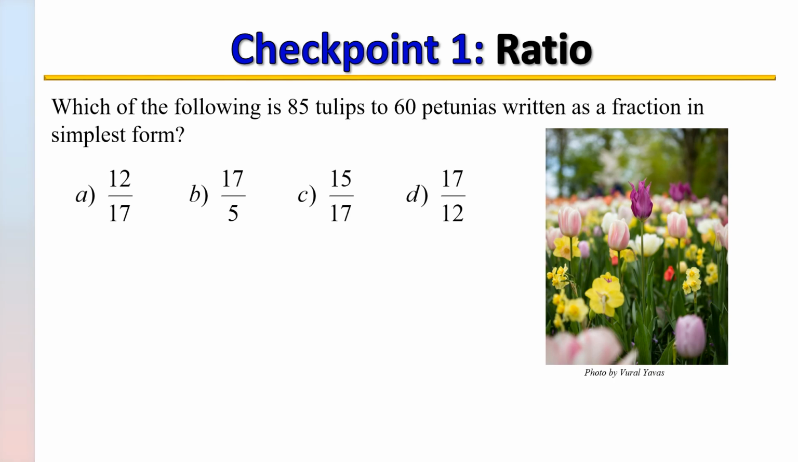Okay, at this point I want to just check your understanding of ratio. What I want you to do is to stop the video or pause it and try to work the problem on your own. I want you to find which of the following is 85 tulips to 60 petunias written as a fraction in simplest form. So pause the video, work the problem, and then when you're ready to continue, just go ahead and press play.